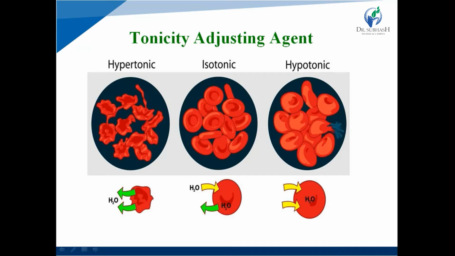Next one is tonicity adjusting agent. The osmotic pressure of blood is approximately 300 milliosmoles per liter, and ideally any sterile solution would be formulated to have the same osmolarity. For example, 0.9% weight by volume sodium chloride intravenous solution has an osmolarity of 308 milliosmoles per liter, and 5% weight by volume dextrose intravenous solution has an osmolarity of 280 milliosmoles per liter.